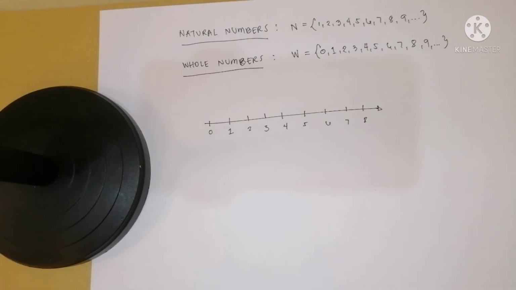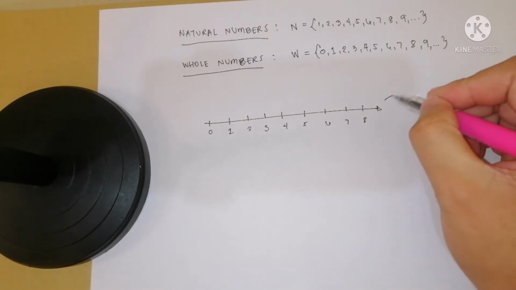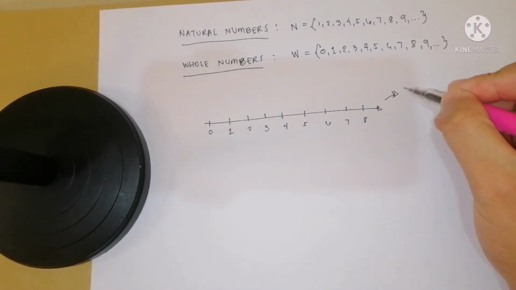We do not know where the numbers will end. So the suspension points have the same meaning as the arrowhead in the ray illustrated. The ray here is a subset of a line, in this case, a number line. So this one is called a number line.